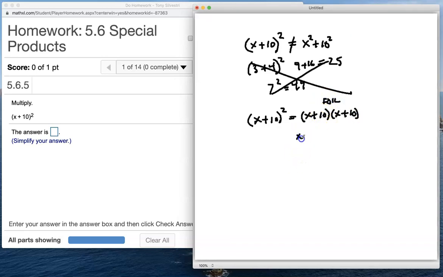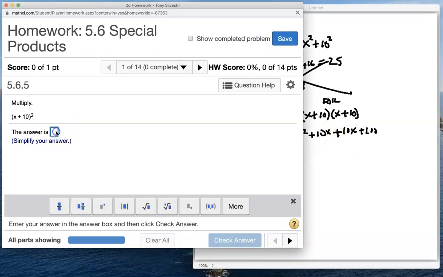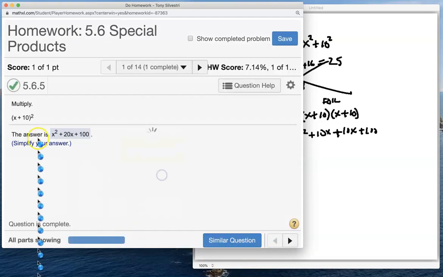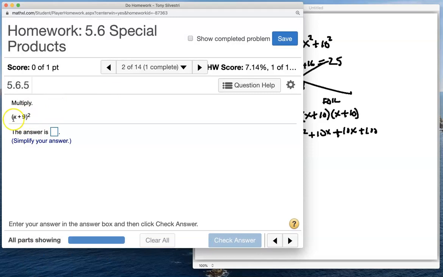So first product, x times x. Outer, 10x. Inner, another 10x. Last is 100. And so the answer would be, well, the 10x and 10x would be 20x. So when I put this in here, x squared plus 20x plus 100 is the correct answer. All right, so make sure you understand this. I'll let you do this one. It's exactly the same as the other one, only instead of 10, it's 9.